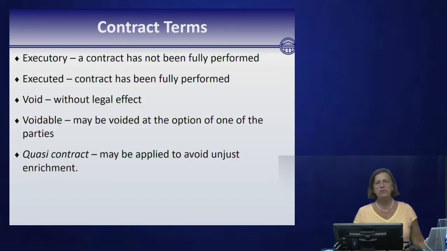And then contract terms for you to be familiar with. Executory simply means the contract has not been fully performed by both of the parties. Executed means the contract has been fully performed. A void contract is one without legal effect, and a voidable contract, such as one made by a minor, may be voided at the option of one of the parties. And then finally, we learned about quasi-contract. Quasi-contract is a legal fiction. It's not a real contract. And this doctrine may be applied to avoid unjust enrichment.